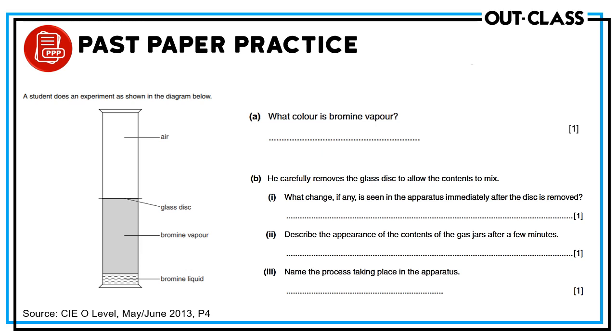You cannot say the bromine vapors went from here to there. You cannot see the vapors, you can see the air, you can see the bromine vapors. You can just see the spreading of color. Name the process. That's diffusion.